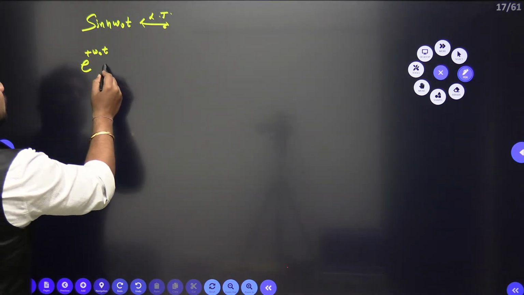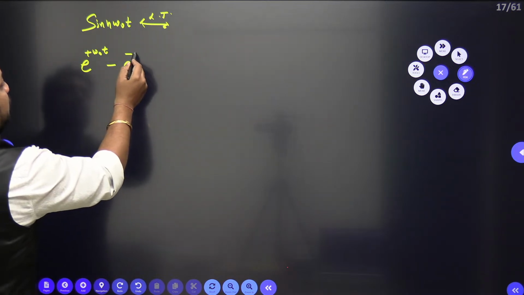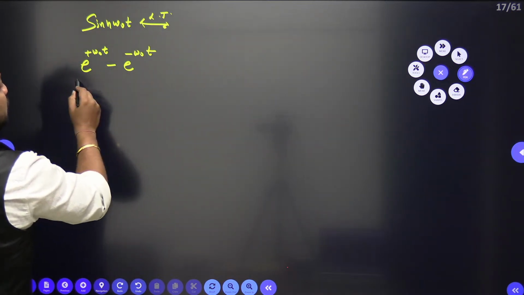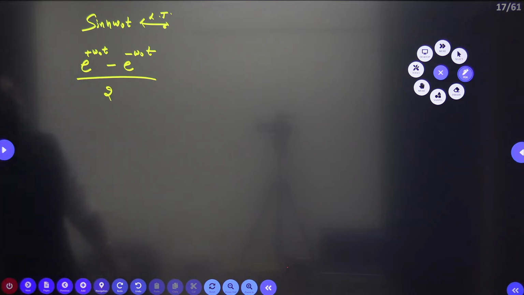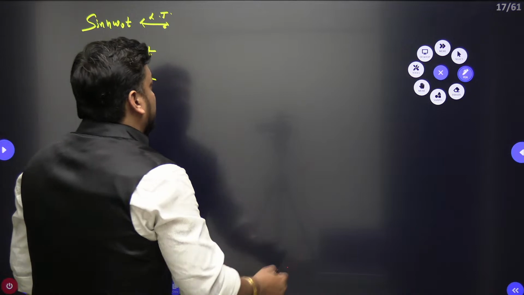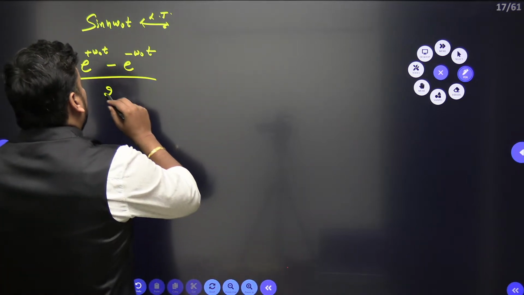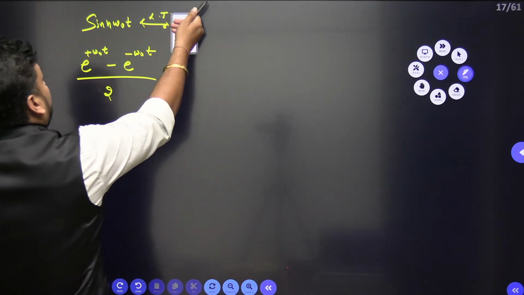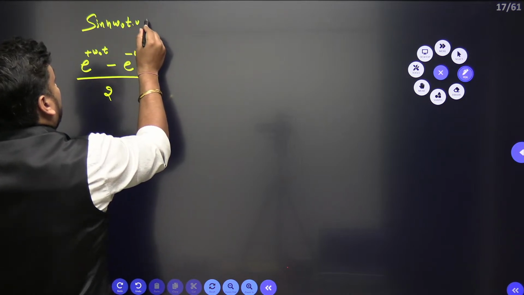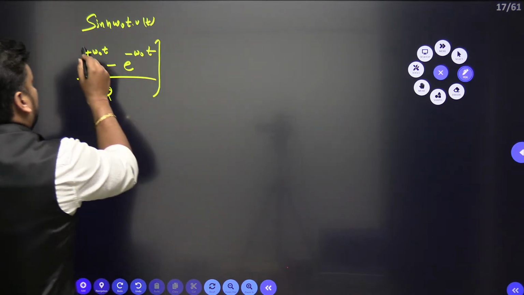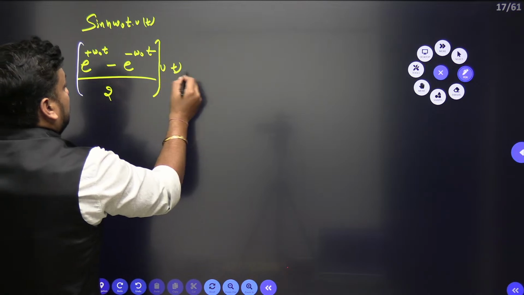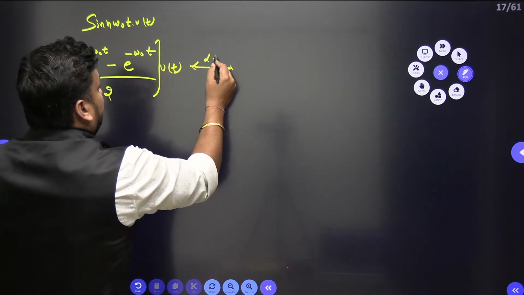So e to the power omega 0 t minus e to the power minus omega 0 t upon 2. Tell me guys, yes or no? If you know the Fourier properties, then you can easily identify it. If I want to find the Fourier transform or Laplace transform of sinh(omega 0 t) u(t), what is the Laplace transform?